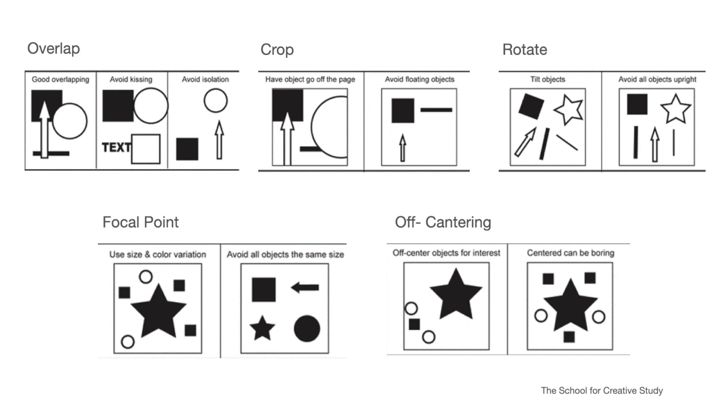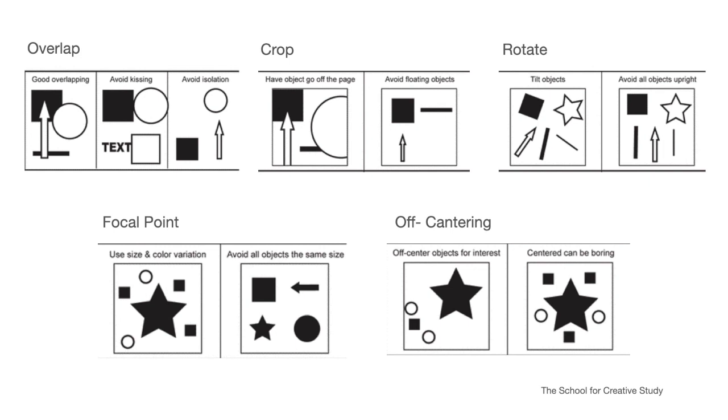Next will be cropping. We're going to consider objects going off the page. This gets the viewer in and out of the picture, avoiding folding and leaving a lot of space on the page. The third one will be rotating. It's about considering the objects at an angle, creating a more dynamic and interesting composition. Perfectly lined up can be boring.